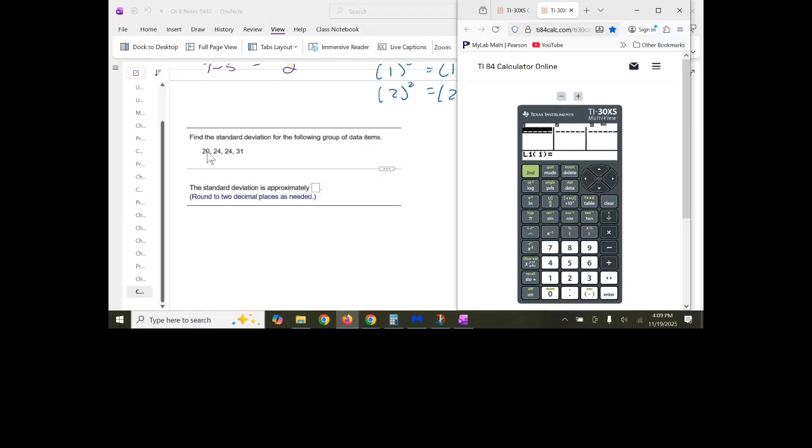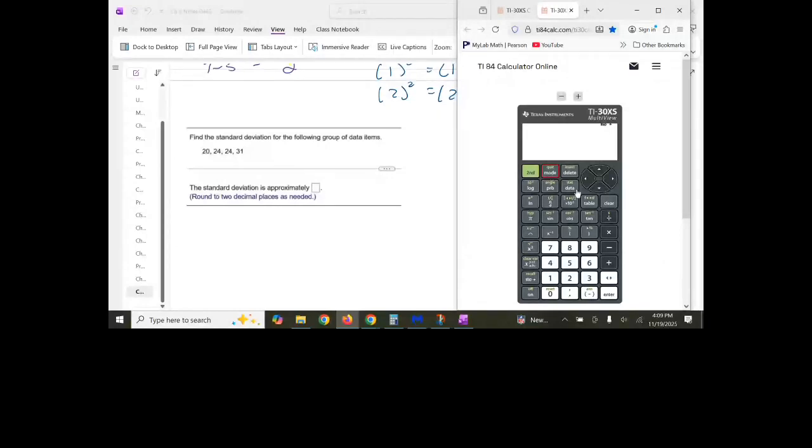What we're going to do, y'all, is enter these numbers in. We're going to go 20 and then use this little down arrow button. Then we're going to put in 24 and go down arrow again. And we're going to go 24 and down arrow again, and then 31. Okay. And then we're going to hit enter. And then we want to get out of this, y'all. The way we get out of it, we're going to go second and quit.